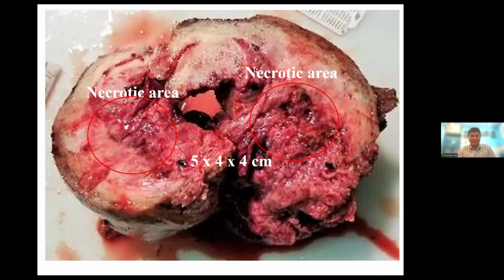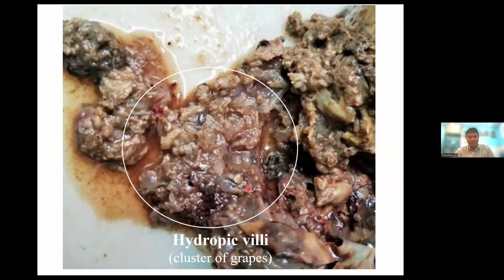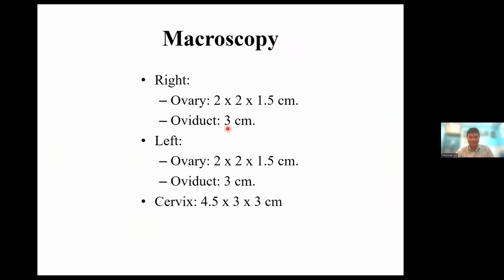I cut the uterine specimen to show the normal cervix here. This is the necrotic area, and some posterior wall infiltration, and necrosis, hemorrhage. In the necrotic area I collected, it shows hydropic villi or clusters, looking like a cluster of grapes with bubbly villi. The adnexa is normal.